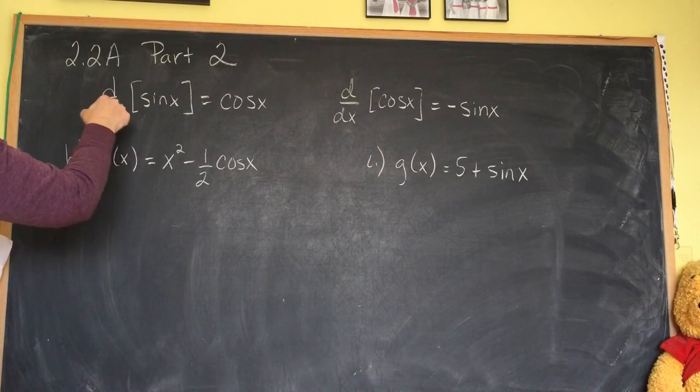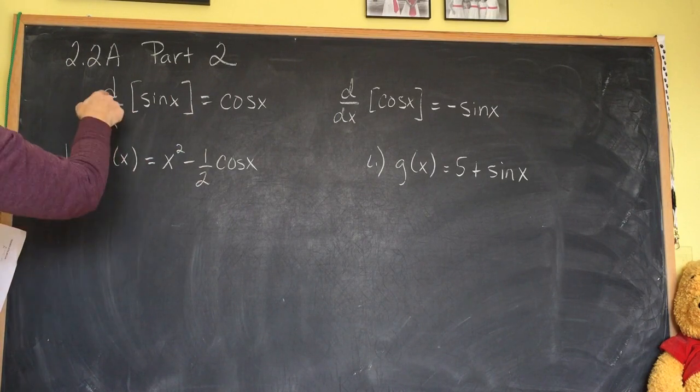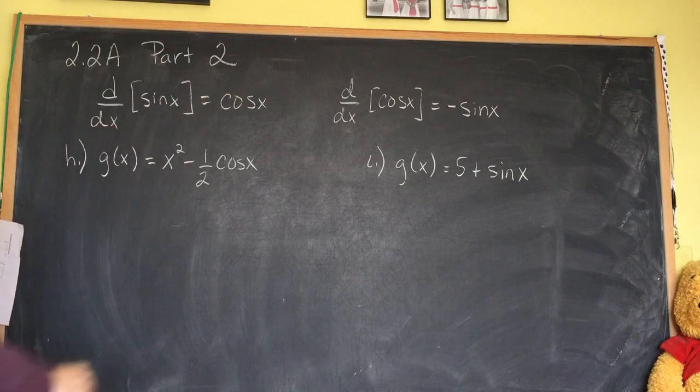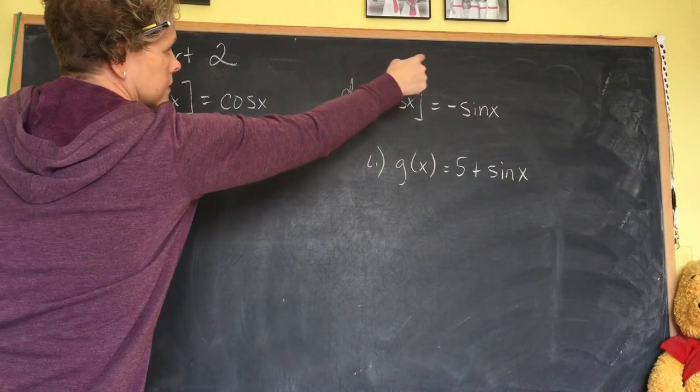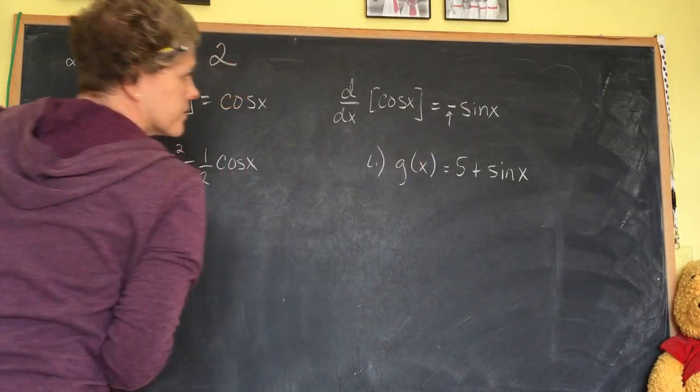This says the derivative of sine. So instead of having to write out all those words, we can use this notation. So d over dx means take the derivative of sine, that is cosine, and the derivative of cosine is negative sine. So just pay attention to that negative sign there.